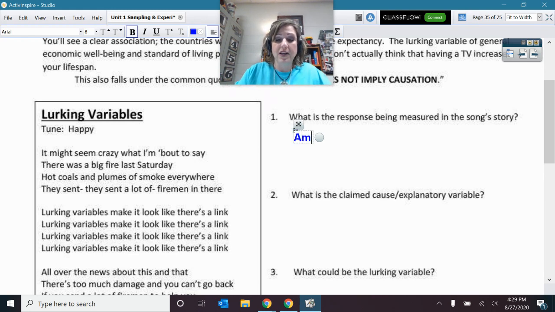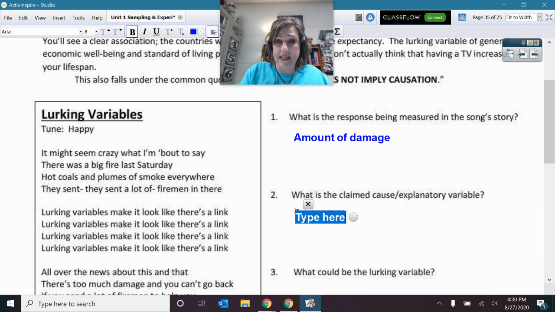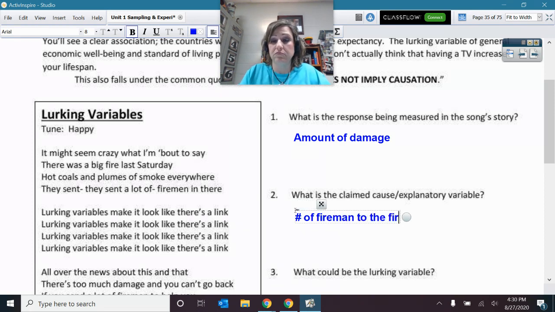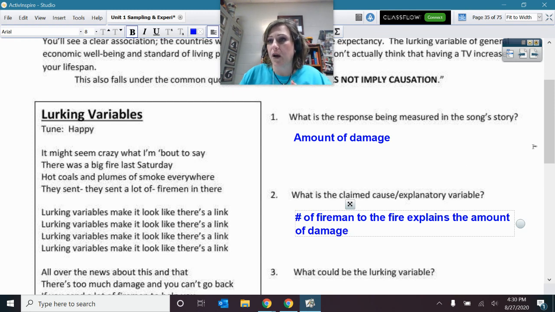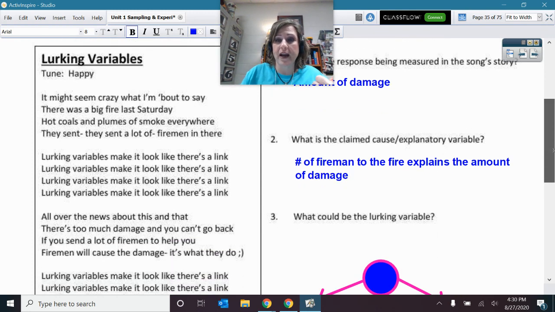So they're talking about the amount of damage that has occurred. Okay. Now, the silliness of it is that they're saying more firemen, more damage. So they're intending to say that the number of firemen to the fire explains the amount of damage. Okay. All right. Positive correlation, more firemen, more damage.